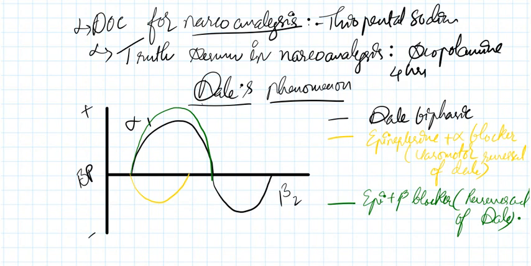So remember these 2 points: the drug of choice for narcoanalysis is thiopental sodium, and the truth serum in narcoanalysis is scopolamine, right? So that's up to there.